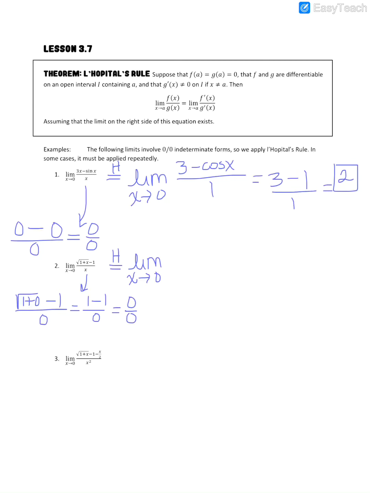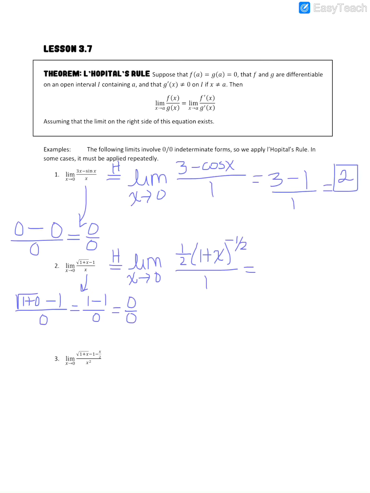So we are going to do the derivative of the top. So we have chain rule, 1/2, 1 plus x to the negative half. Derivative of 1 plus x is 1, so there's nothing else I need there. And then minus 1, derivative of 1 is 0, so that goes away. Over the derivative of x, which is 1.